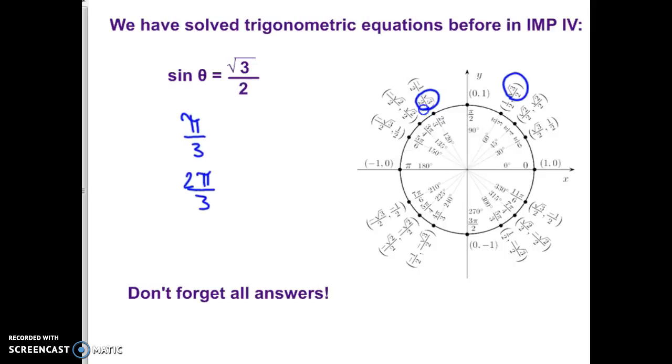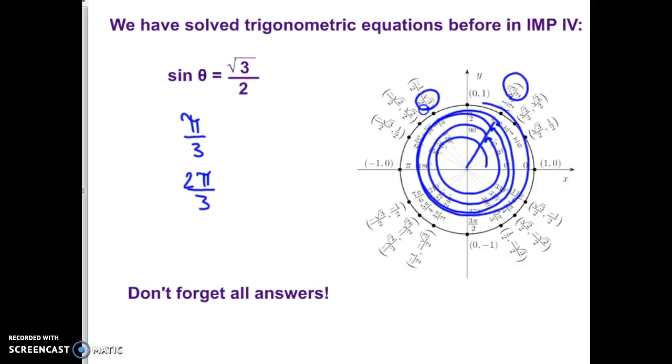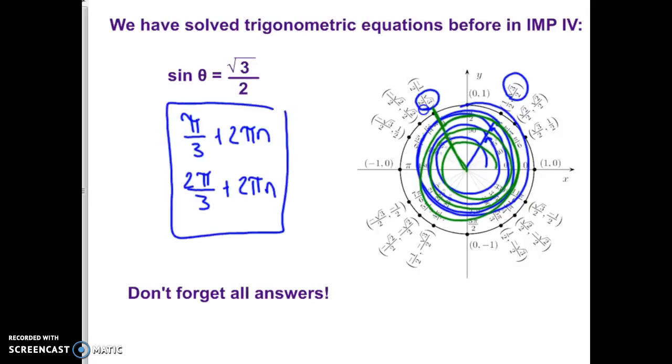However, now we need to remember that we need all answers. So this value repeats at pi thirds plus 2 pi n. Plus another 2 pi n. So this repeats every 2 pi n. Similarly, this one repeats every 2 pi, so we have another plus 2 pi n. So now I have all solutions.